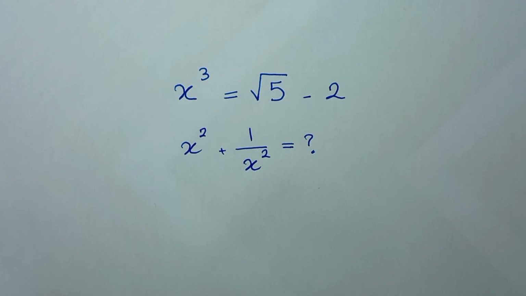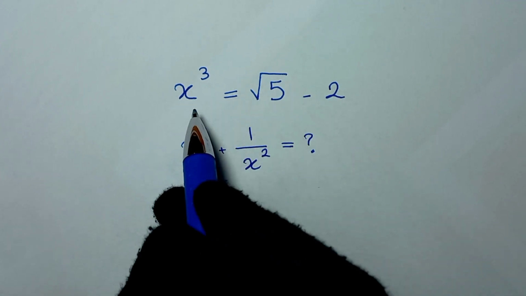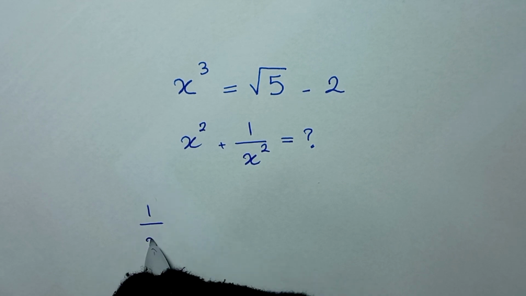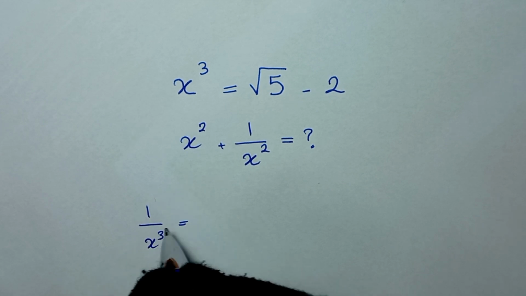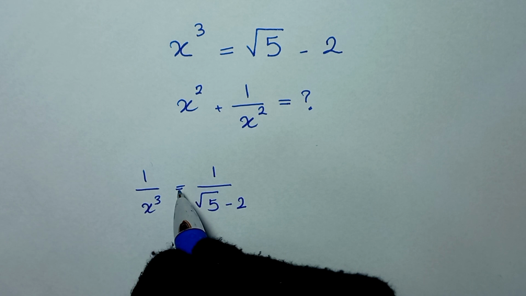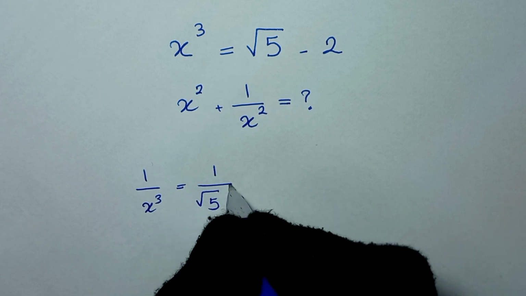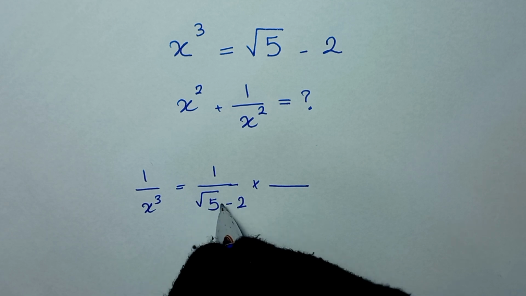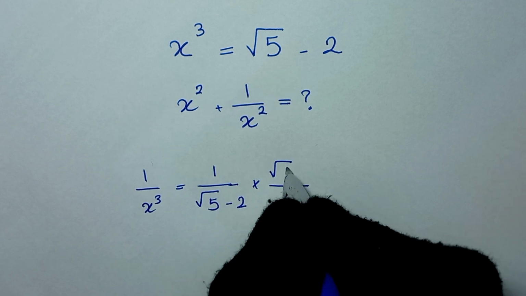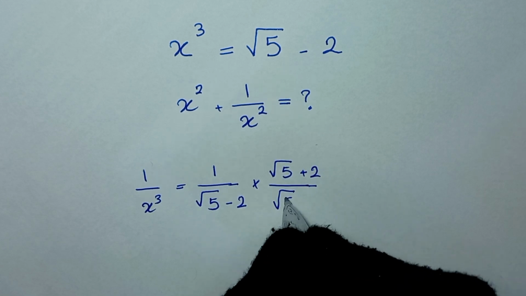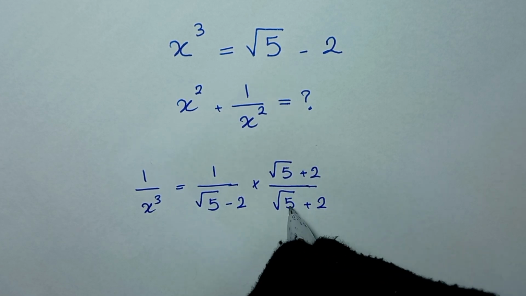In the first step, we start by reversing both sides of this equation, and it will be 1 over x cubed is equal to 1 over square root of 5 minus 2, right? And here, we rationalize this fraction, multiplying the numerator and denominator by the conjugate pair of the denominator. The conjugate pair is square root of 5 plus 2, right? So multiply numerator and denominator by square root of 5 plus 2.